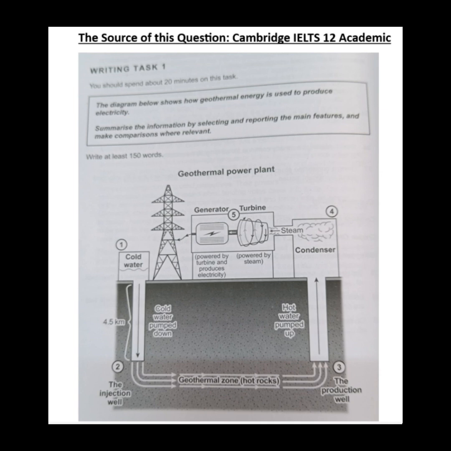Okay, now look at the title of the main question. Geothermal power plant. Okay, look at the stages. The first one is cold water. The second one is the injection well. The third one, the production well. The fourth one, condenser. And the fifth one, generator and turbine. Okay, please study the question again to understand it well.